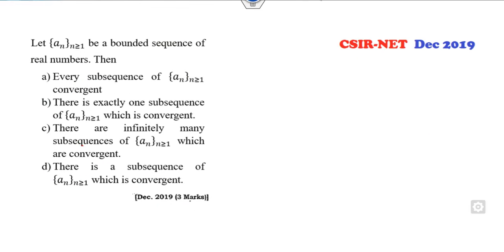Okay, an is a bounded sequence. You can consider this sequence. Is every subsequence convergent? Think about any bounded sequence. Any bounded sequence, every subsequence of this is convergent. Is it correct? It is wrong.